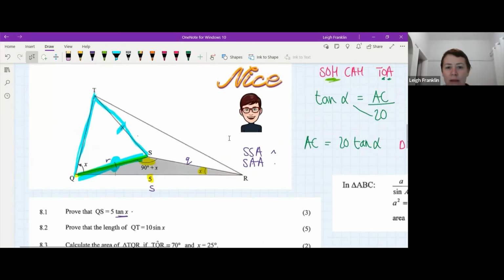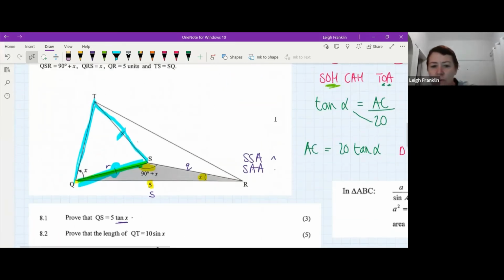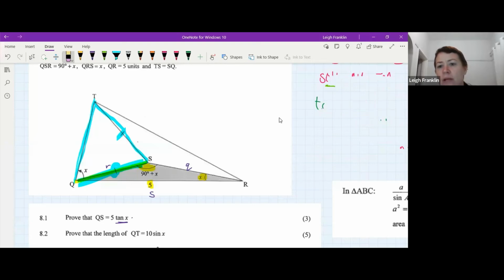Now, what I'm going to do, I think, is get rid of myself and rub this stuff out, and write here, because I think that'll be a little bit easier for you guys, instead of me jumping up and down. So we know that side QS is 5 tan x. We know that this side is also 5 tan x. This is the side that we want.